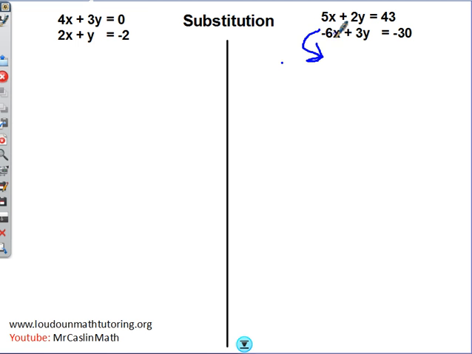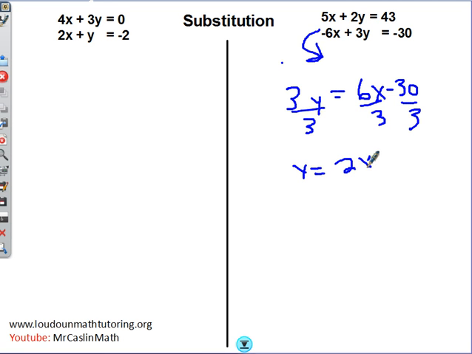I have a negative 6x. To zero this out, I have to add 6x, so I'm adding 6x to both sides. 3y equals 6x minus 30. You could call it negative 30 plus 6x, the same thing. Now in this one, if we divide all the terms by 3, this is much cleaner. We get y is equal to 2x minus 10. Remember, we were trying to get that pattern, y is equal to something, so we've got it.